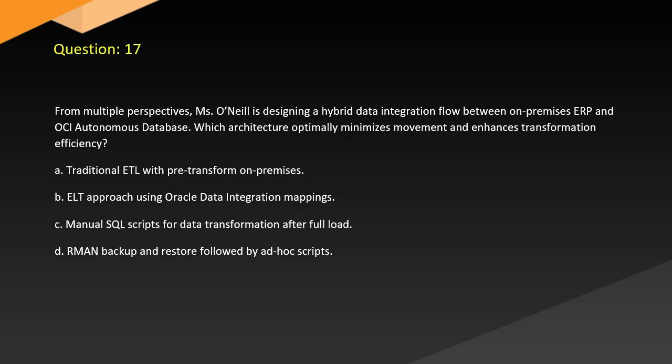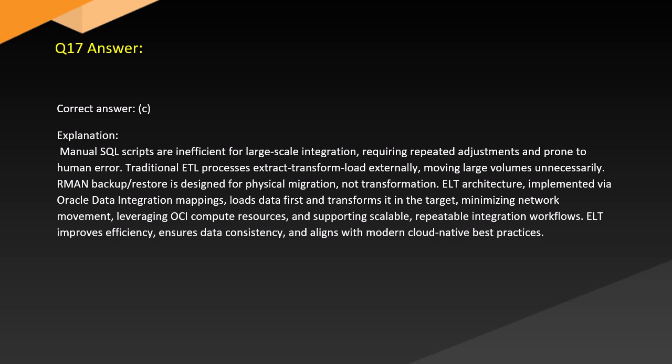Question 17. From multiple perspectives, O'Neill is designing a hybrid data integration flow between on-premises and OCI Autonomous Database. Which architecture optimally minimizes movement and enhances transformation efficiency? A. Traditional ETL with pre-transform on premises. B. ELT approach using Oracle Data Integration mappings. C. Manual SQL scripts for data transformation after full load. D. RMAN backup and restore followed by ad hoc scripts. Answer. Correct answer: C. Explanation.